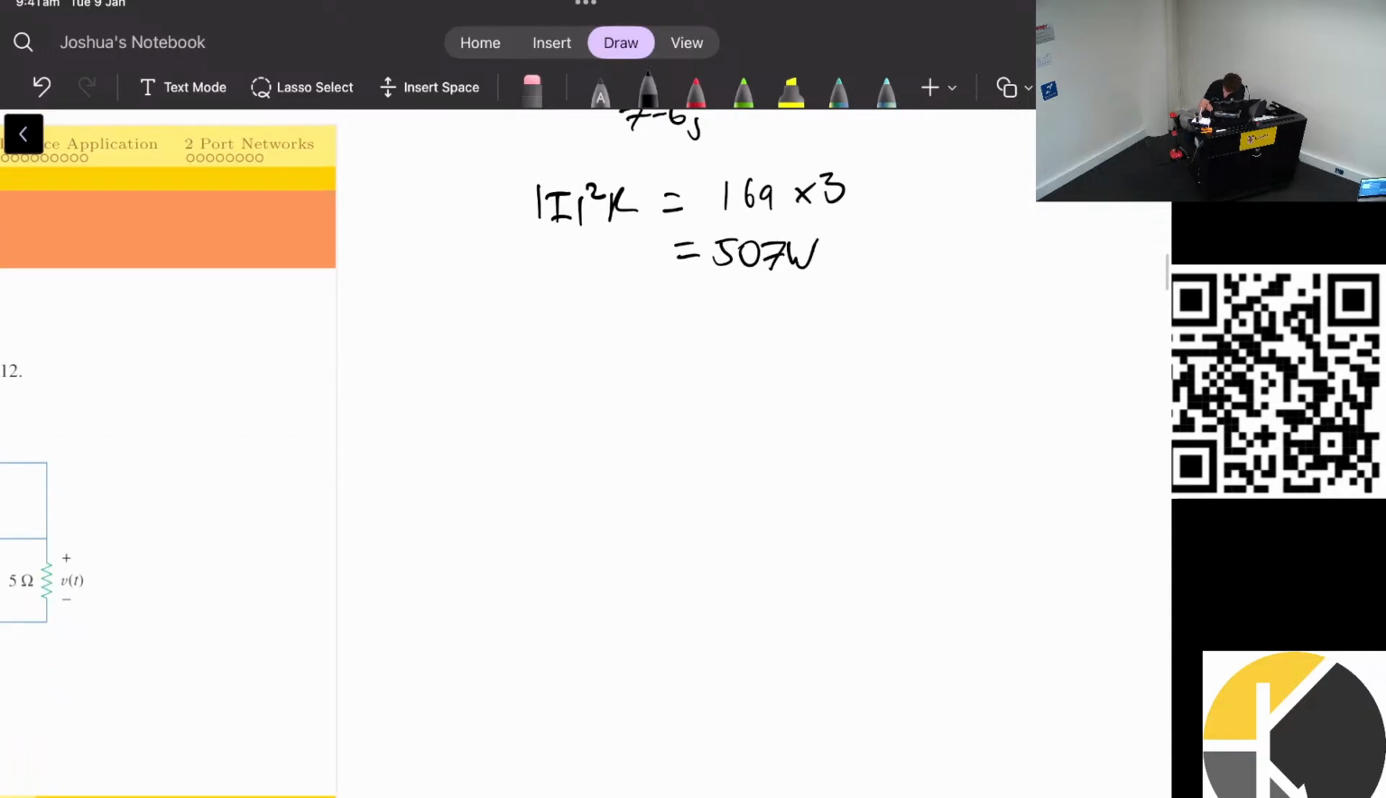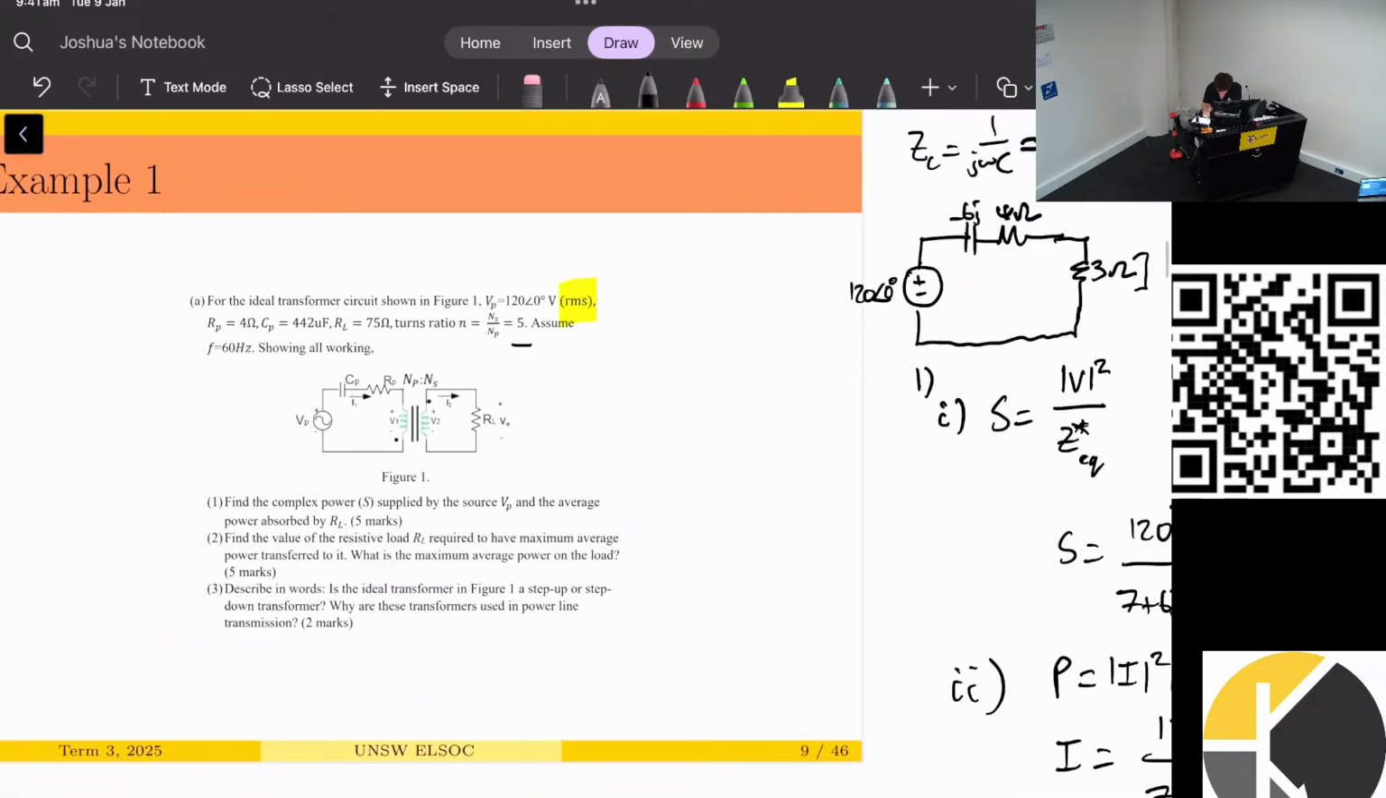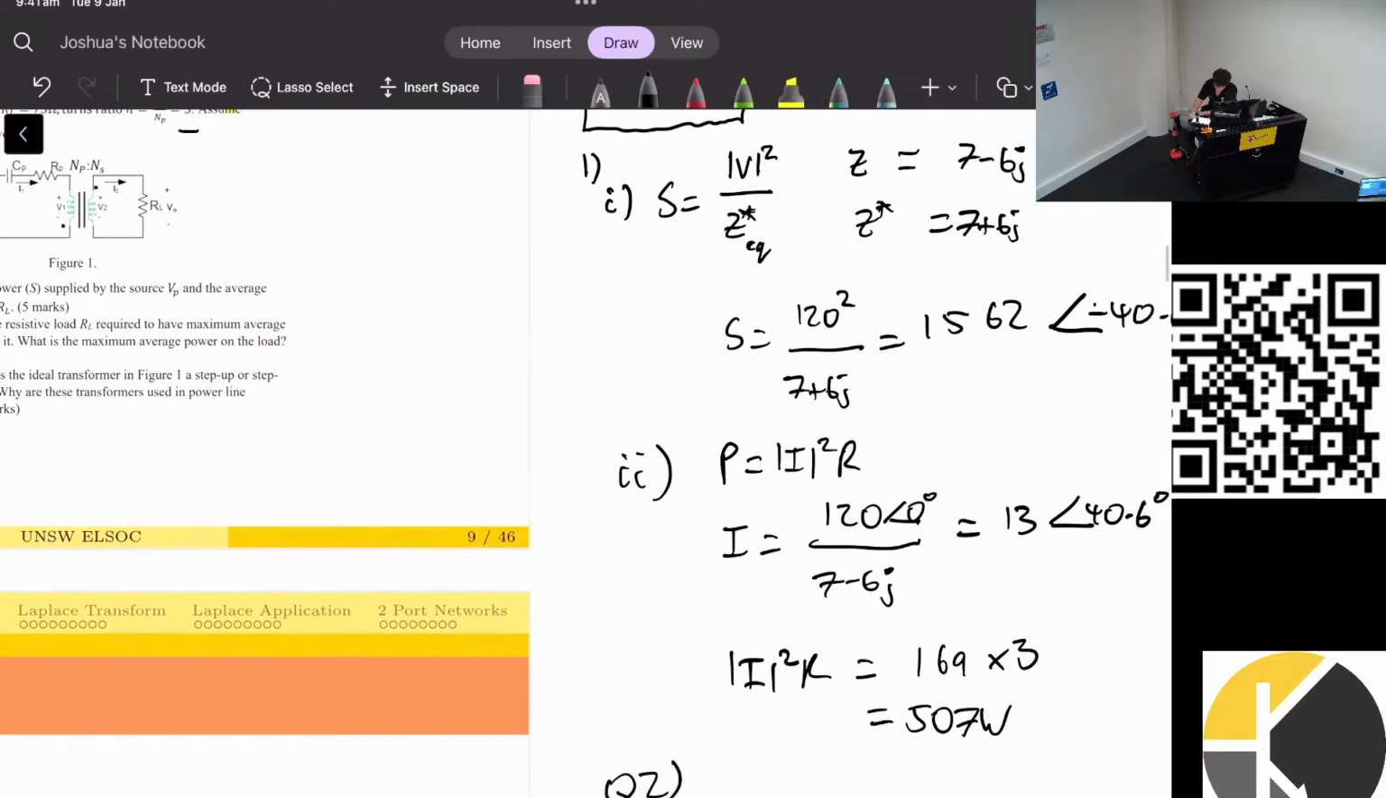Okay, question 2 here. What is it asking us? Find the value of the resistive load required to have maximum power transferred to it. Okay, it's a maximum power question. It's sneaking into us on transformers. But this is still a reflected load question.